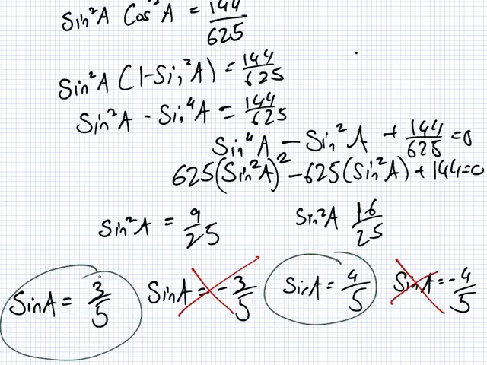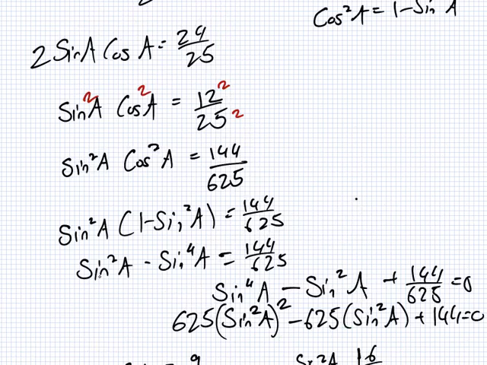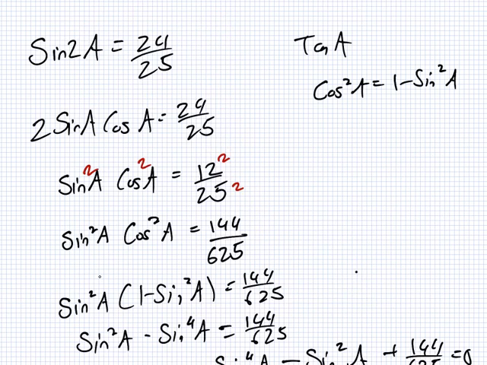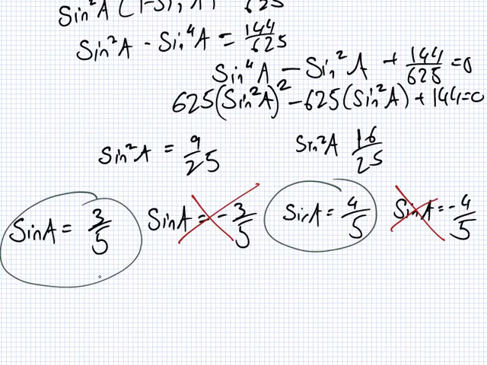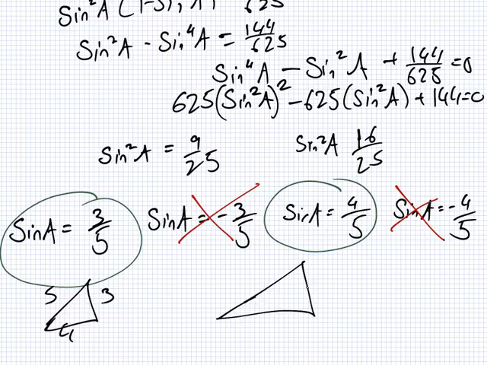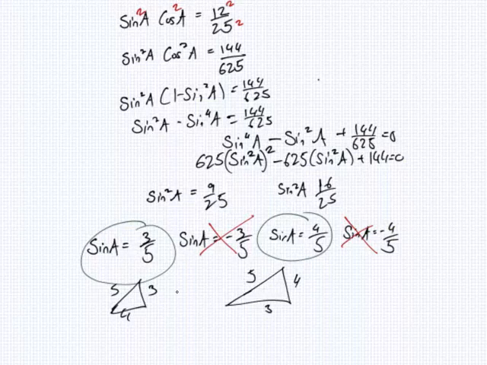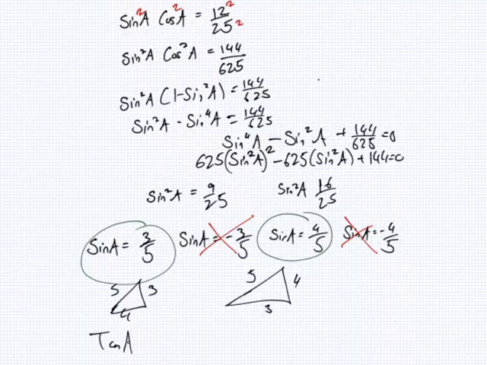Now what was I looking for? I was looking for tan A, wasn't it? Well, if I draw the triangle here, this is 3, 5 and 4, and this one here is 4, 3 and 5. Seems like we get 2 answers for tan A. Tan A is 3 over 4, or tan A equals 4 over 3.